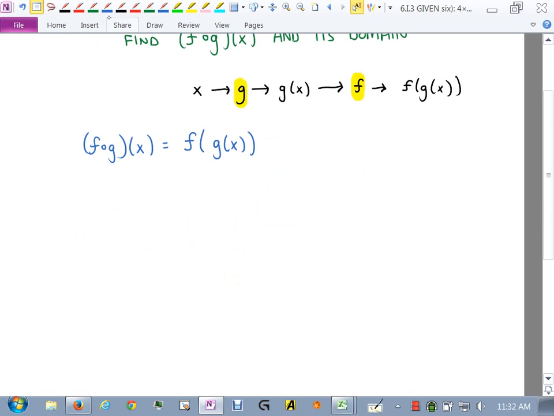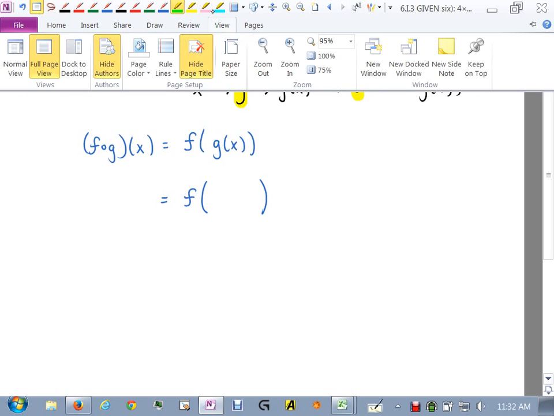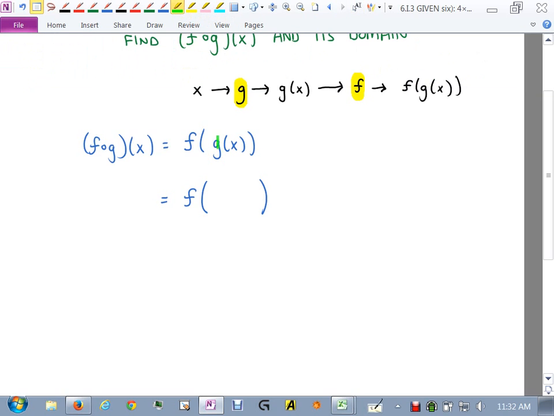So watch how I write this. This equals F. Now tell me, what is G of X? Whoa, what happened? This right here is 3x squared, right? That was given to me in the problem? Yes? So I'm just going to replace it right now with 3x squared.